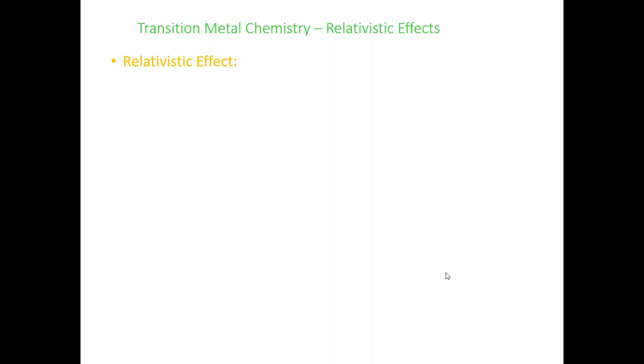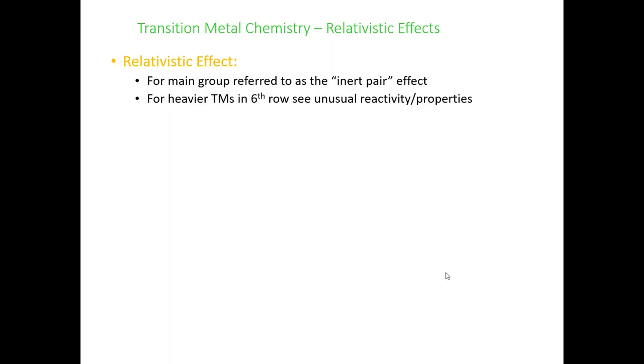So I've mentioned relativistic effects for the transition metals several times already. And this is essentially the same thing as the inert pair effect that we saw during main group chemistry. Relativistic effects are seen mainly for the third row transition metals, which are in the sixth period.